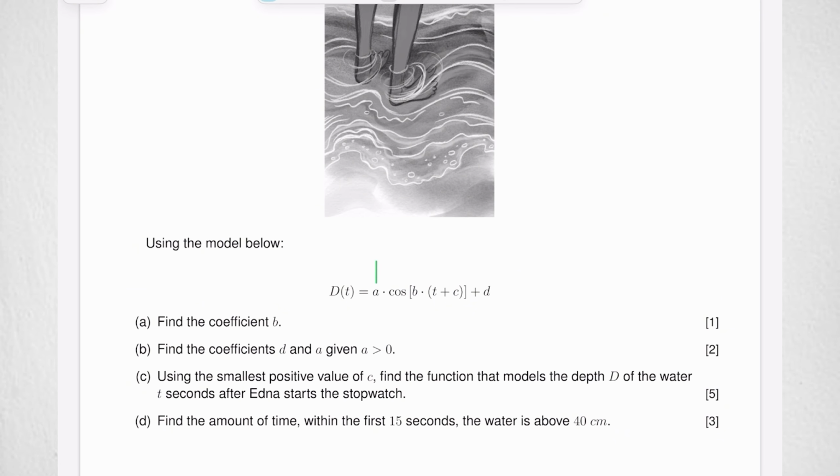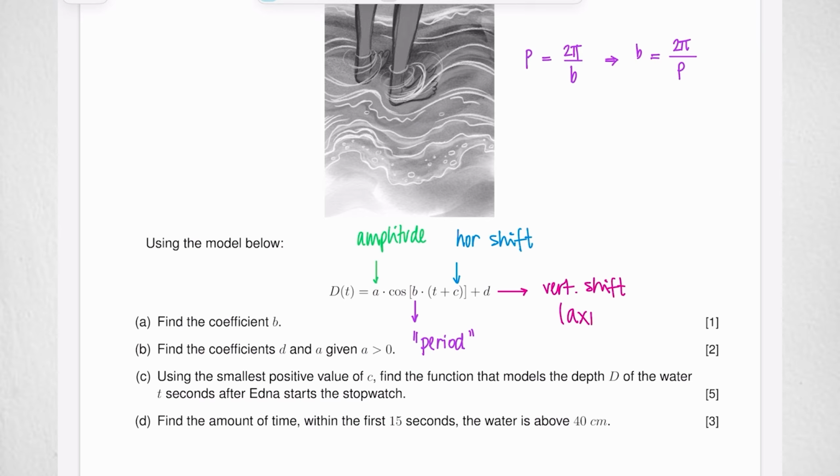We have a constant a, which represents the amplitude. We have a constant b, which represents the period in quotes, because the period is actually 2 pi over that constant. Which, by the way, if you're wondering, it also means that b is 2 pi over the period. So these are the same. We can also see c over here, which represents a horizontal shift of the graph of this function, and this d, which is the vertical shift, which also represents the principal axis.